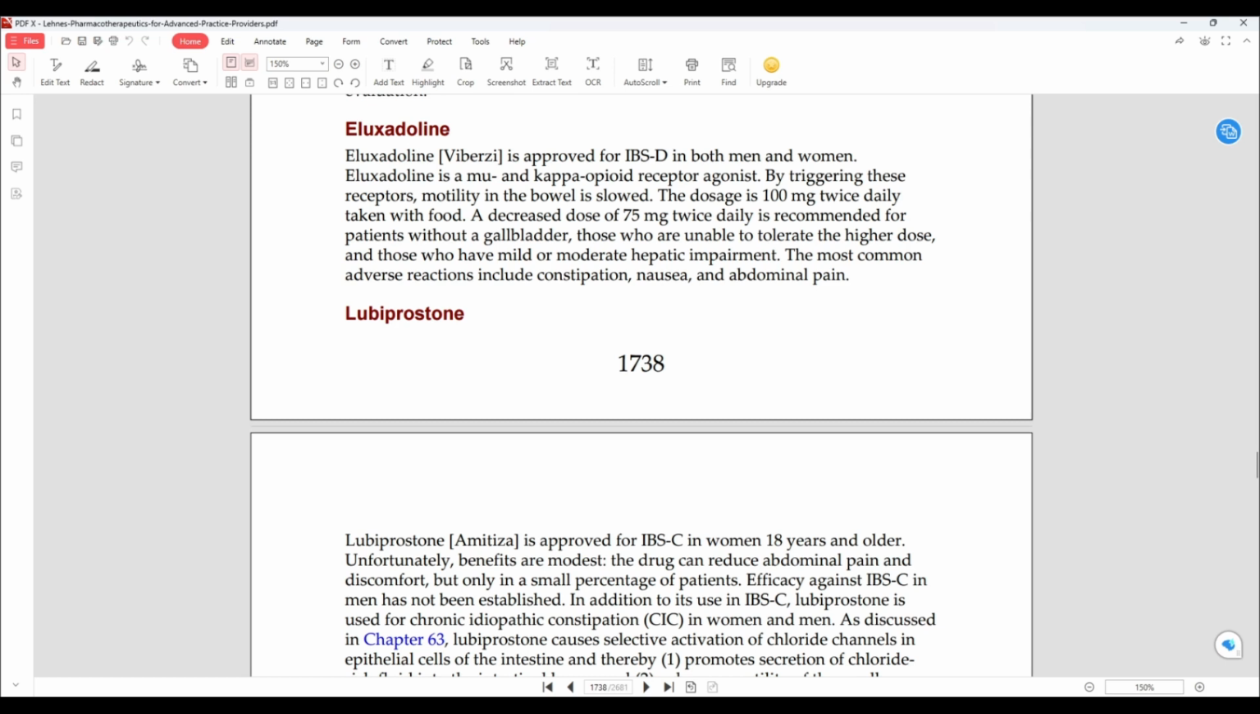Which brings us to the next medication, Eluxadoline, or Viberzi. Viberzi is approved for IBS-D in both men and women. Viberzi is a mu and kappa opioid receptor agonist. By triggering these receptors, motility in the bowel is slowed. The dosage is 100 milligrams twice daily, taken with food. A decreased dose of 75 milligrams twice daily is recommended for patients without a gallbladder, those who are unable to tolerate the higher dose, and those who have mild or moderate hepatic impairment. The most common adverse reactions include constipation, nausea, and abdominal pain.